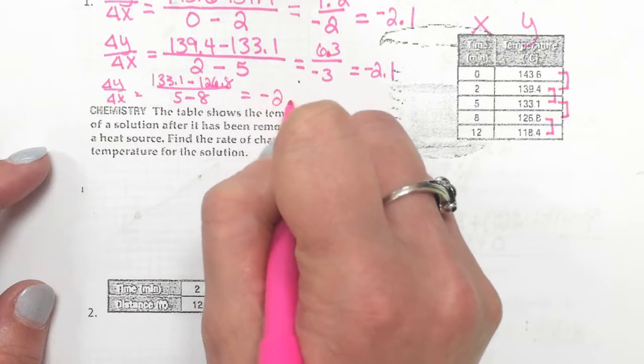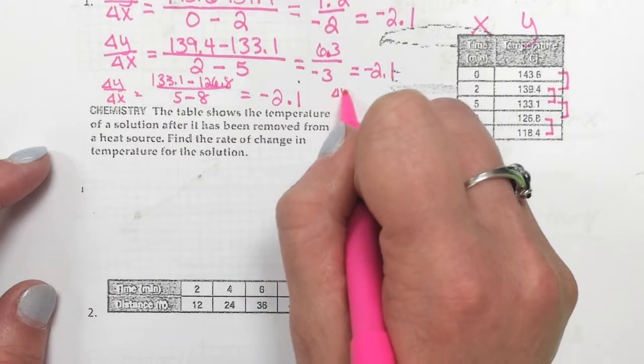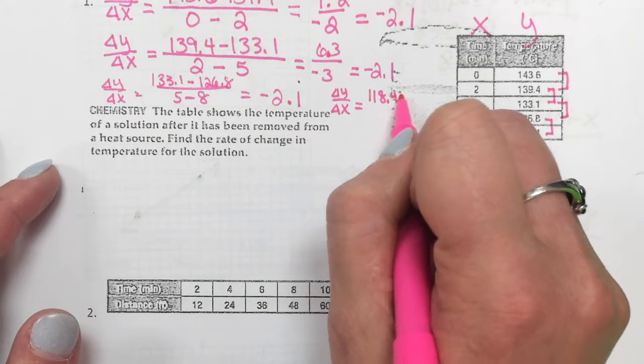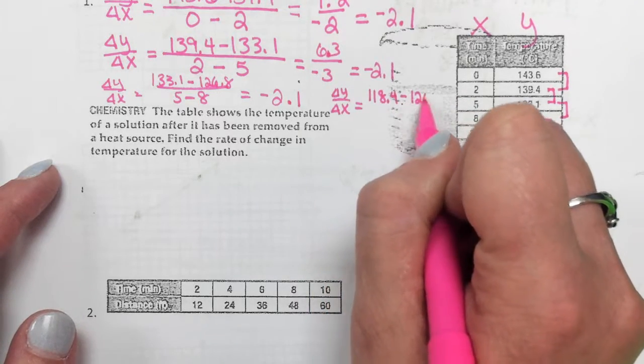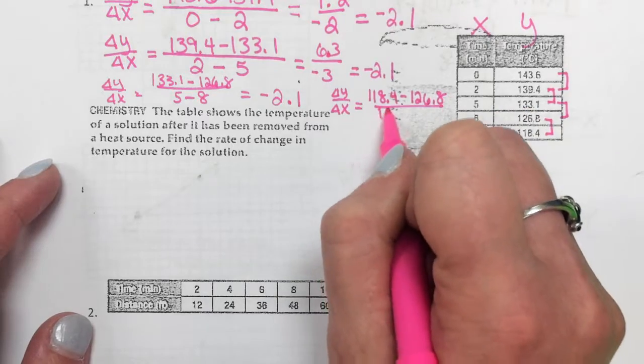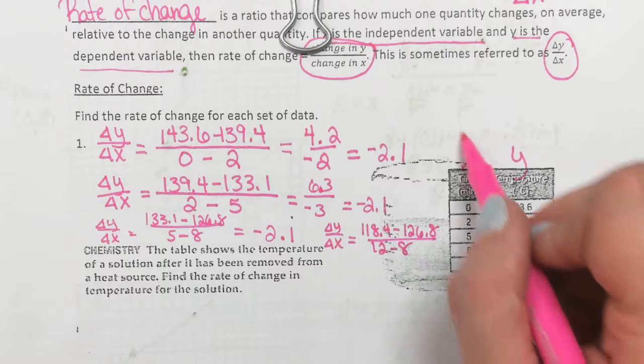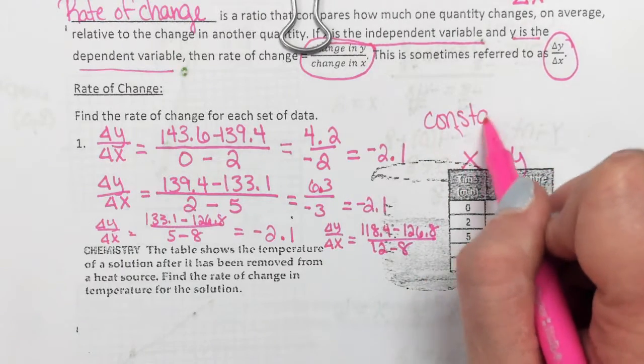All right, did you get negative 2.1 for all of them? Yeah? So, let me ask you this question. Does that mean that it has a constant rate of change? Yes. So, on the side somewhere, you ready? We're going to write constant rate of change.